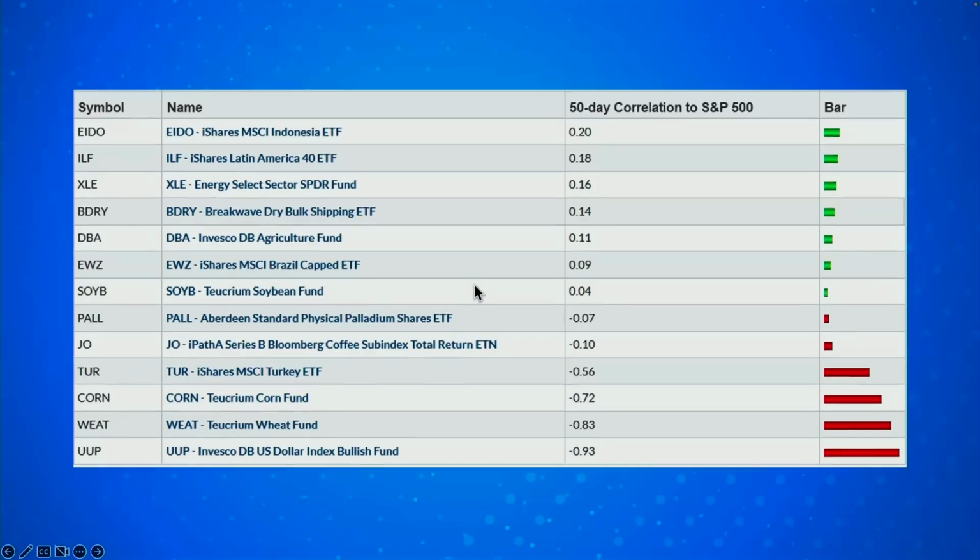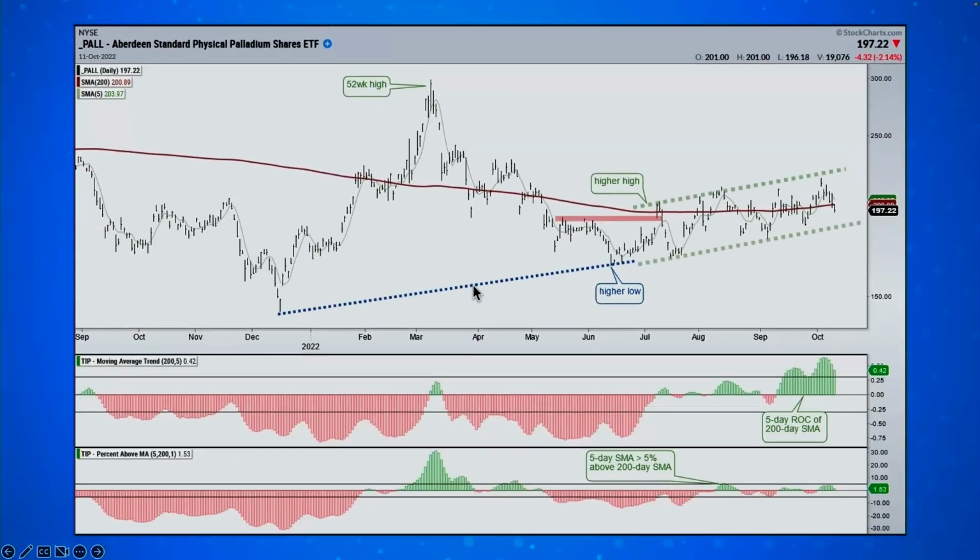So on this next chart that you'll see, it's going to be palladium. I've got a couple of indicators down at the bottom, and they're 200 days. So we've got the 5-day rate of change of the 200-day moving average, and that tells you when that moving average is turning up. And you can see over on the right, or your left maybe, that has crossed my threshold, which is 0.30.